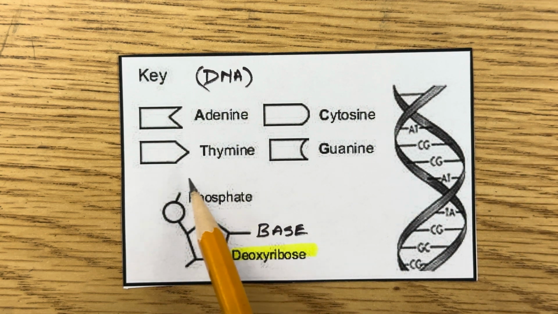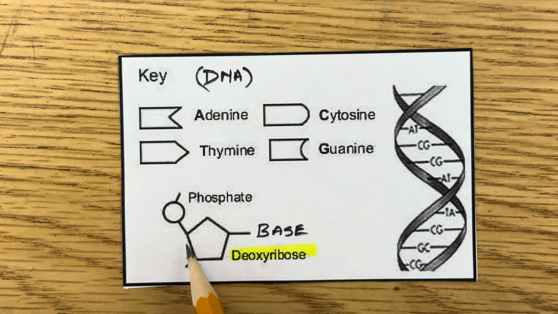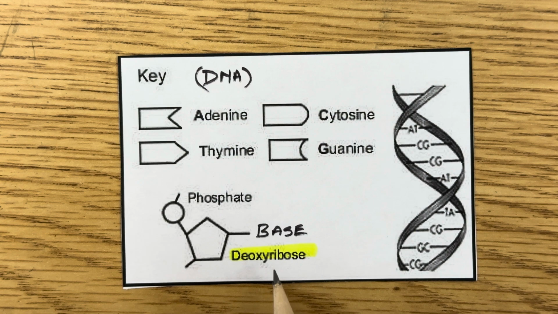So these structures that we're talking about are called nucleotides. A nucleotide is a phosphate group attached to a sugar. In this case, it's deoxyribose because it's DNA. And the third part of the nucleotide is a base. There are only four DNA bases: adenine, thymine, cytosine, guanine.